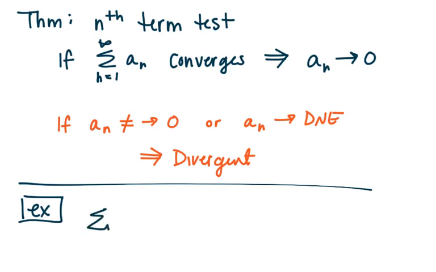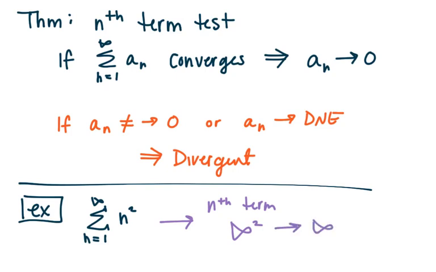Here we have the sum from n equals 1 to infinity of n squared. If we think about what the nth term might look like here, it'd be a really big number squared. And that really big number squared approaches infinity. So in this case, it's not approaching 0. It would be divergent.